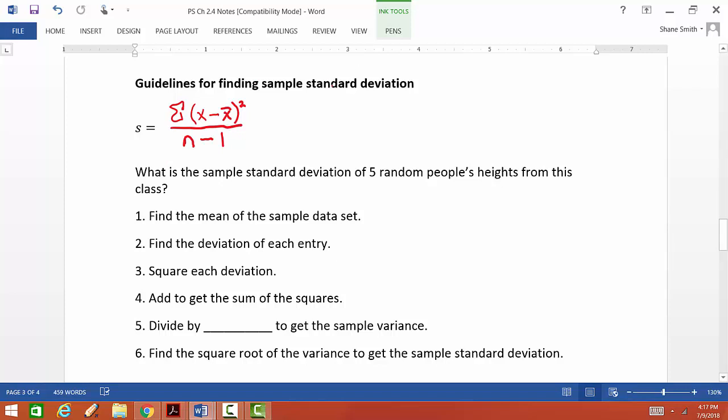So make sure if you have a sample, read the problem, and from reading the problem, you should know if it's a sample or a population. And if it's a sample, make sure you subtract 1, and we take the square root.